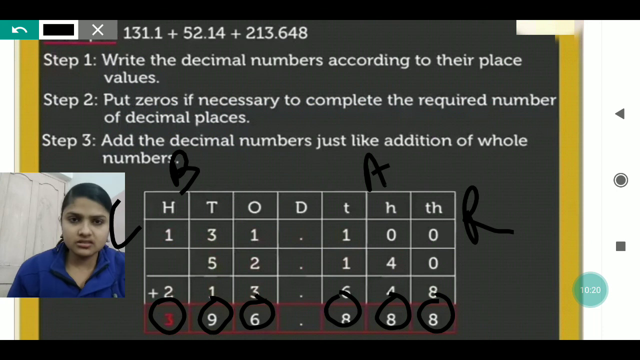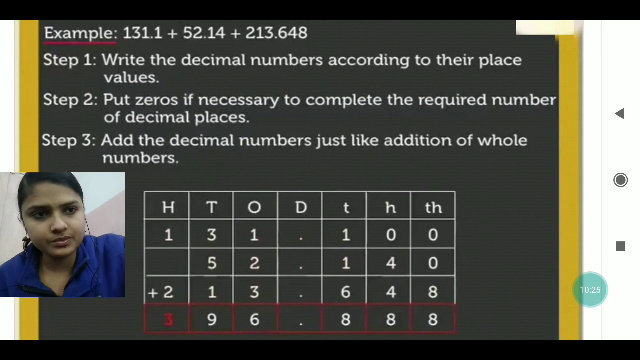Here also no change is there. Only the addition which we used to do normally, in the same way we are doing here also.